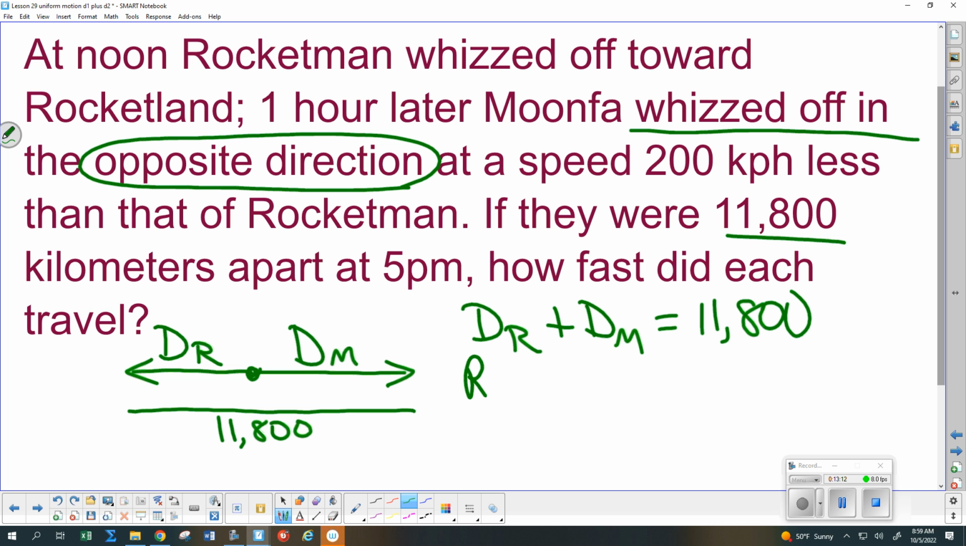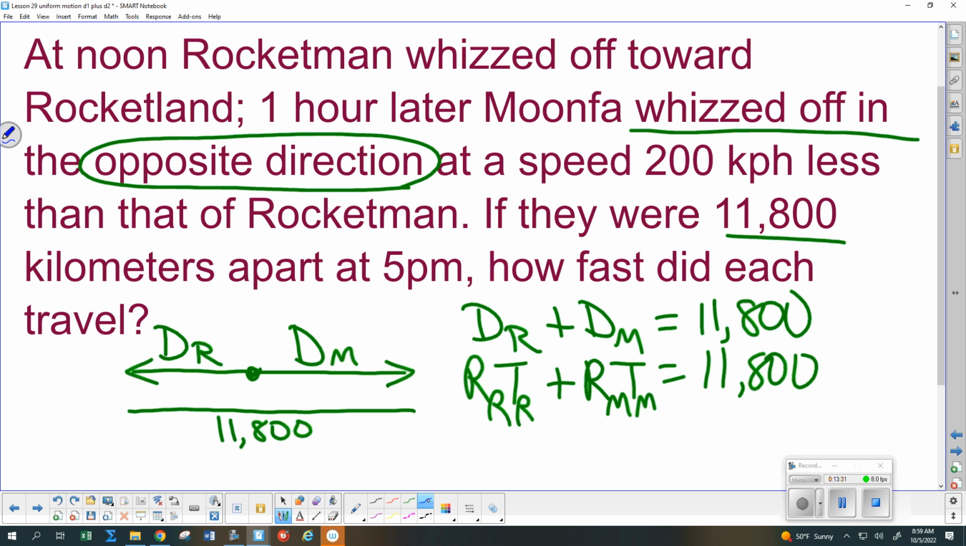Change everything to RT because rate times time is distance. And make sure the subscripts match. So far, so good. All right, so now let's see what we can figure out next on this. We want to know how fast each went. So we need both rates.